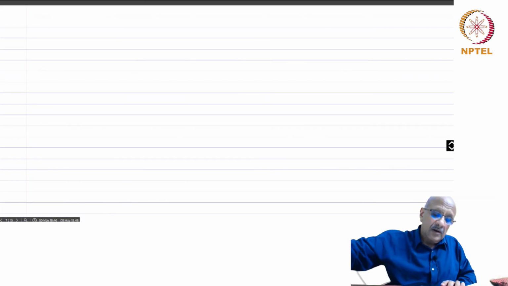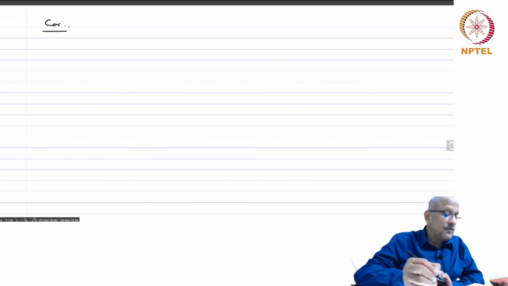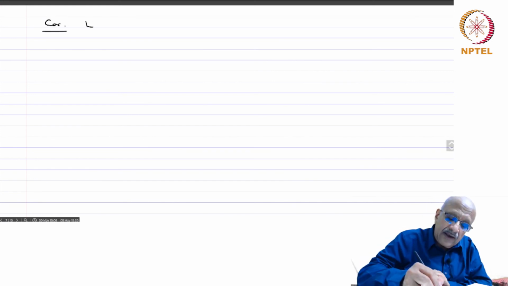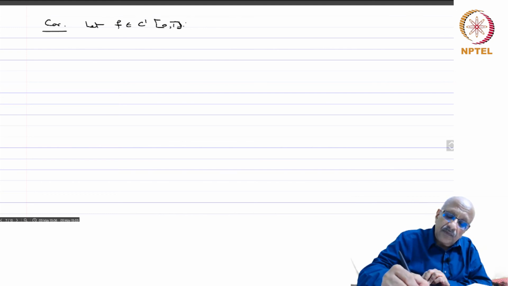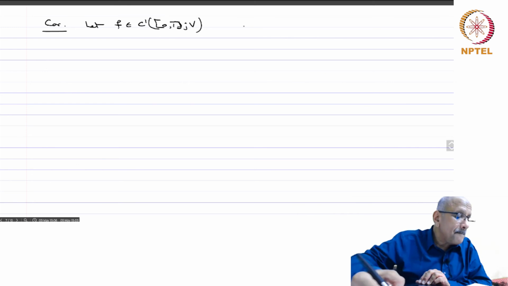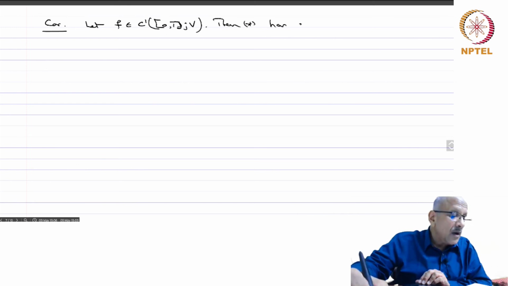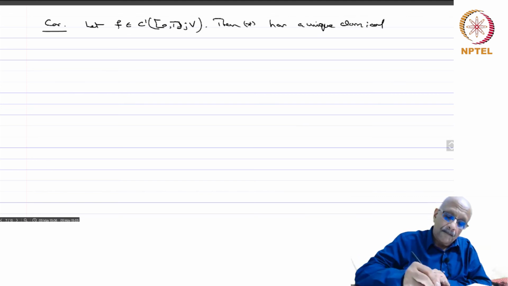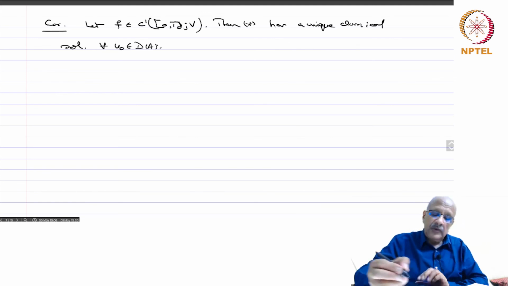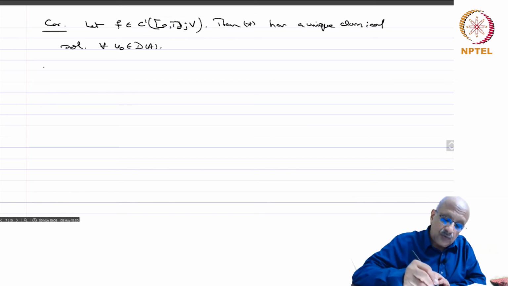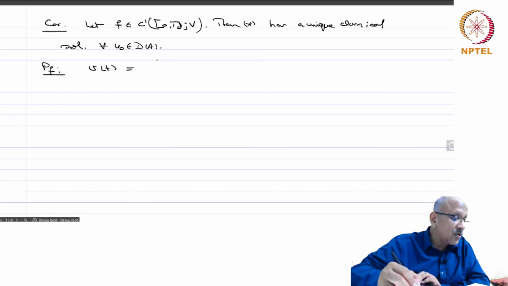So, we will give a corollary of this, which gives you a concrete application of this result. Let f belong to C1 of [0,T] with values in V. Then (star) has a unique classical solution for every u naught in D(A). So, we just have to show that one of those conditions is true. So, proof. So, we write Vt. We have to show that this is continuously differentiable, that is all we have to show.